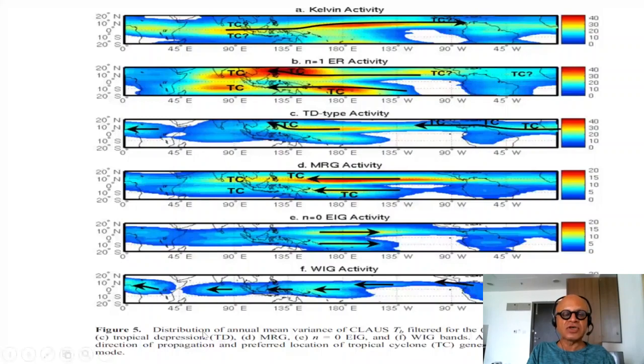So here we are looking at the distribution of annual mean variance of the cloud top temperature TB that we had looked at before, filtered for the Kelvin wave, equatorial Rossby wave, tropical depressions which require a different kind of filtering, mixed Rossby-gravity waves, and n equal to 0 eastward inertio-gravity waves and westward inertio-gravity wave bands. All are shown for preferred direction of propagation and preferred location of tropical cyclone genesis associated with each mode.